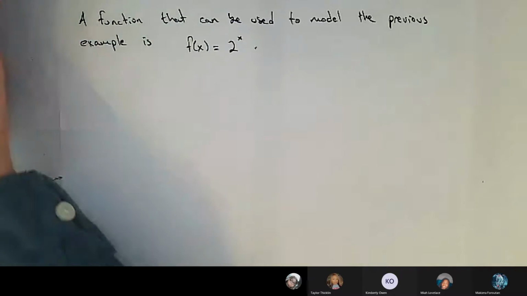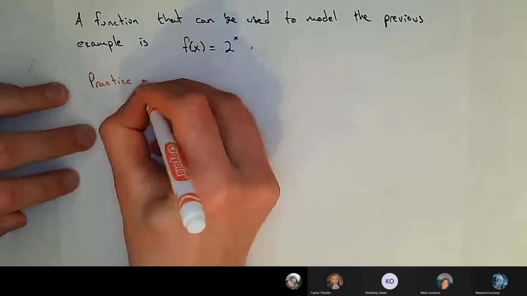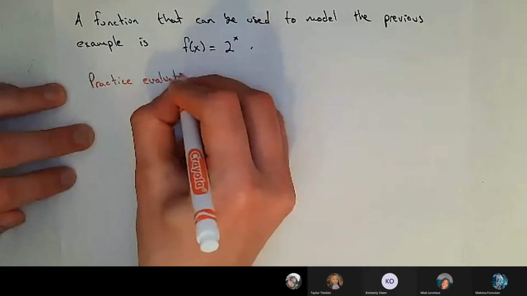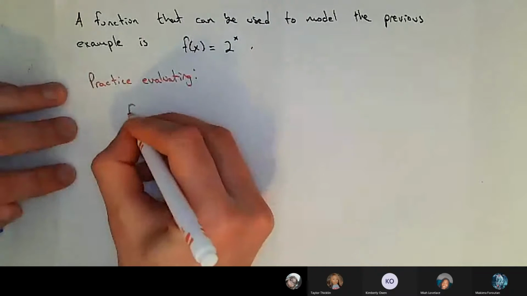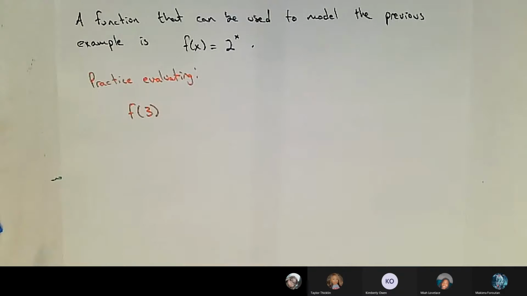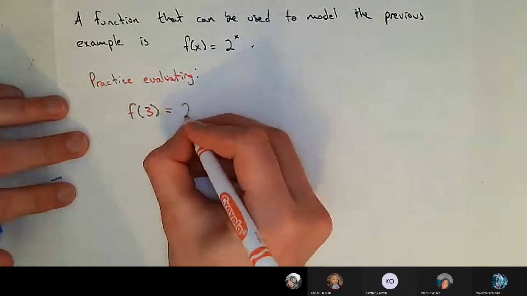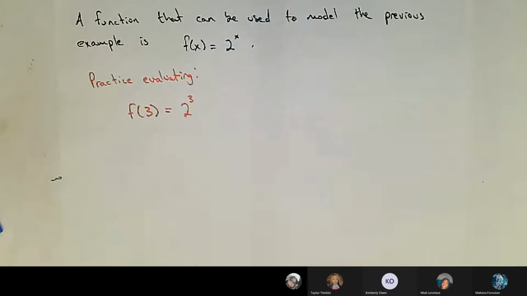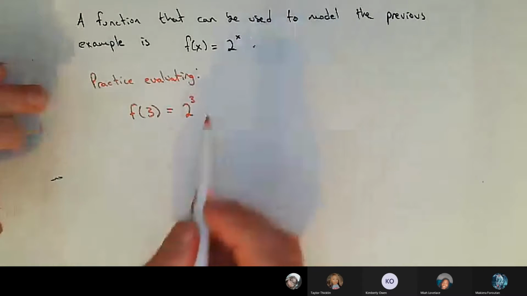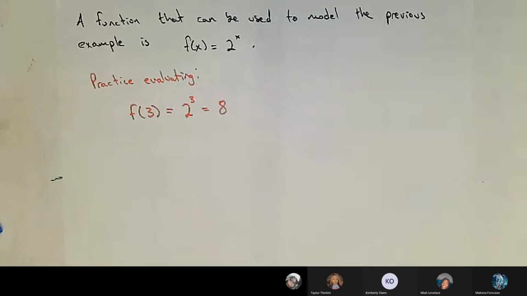So let's real quick just do some practice with this. Let's practice evaluating. So let's say, what is f of 3? F of 3 tells me to write my function, but everywhere I see an x, I put a 3. So f of 3 is the same as 2 raised to the third power, just using the function definition here. And that is the same as 8 when I evaluate it. 2 cubed is 8.